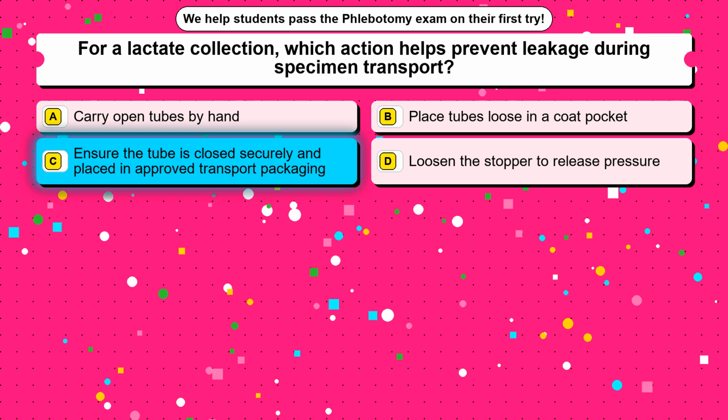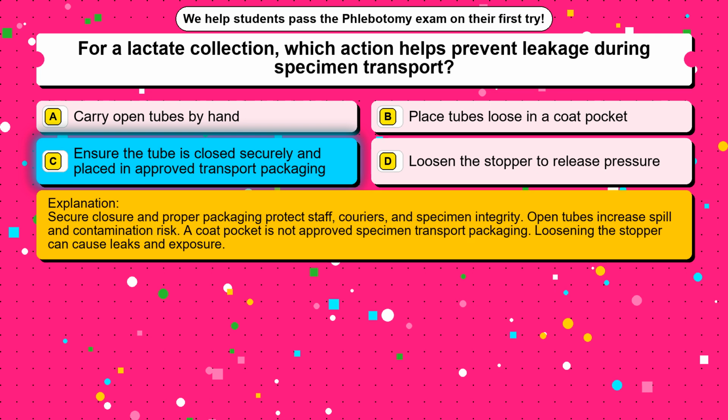The correct answer is option C. Ensure the tube is closed securely and placed in approved transport packaging. Secure closure and proper packaging protects staff, couriers, and specimen integrity. Open tubes increase spill and contamination risk. A coat pocket is not approved specimen transport packaging. Loosening the stopper can cause leaks and exposure.